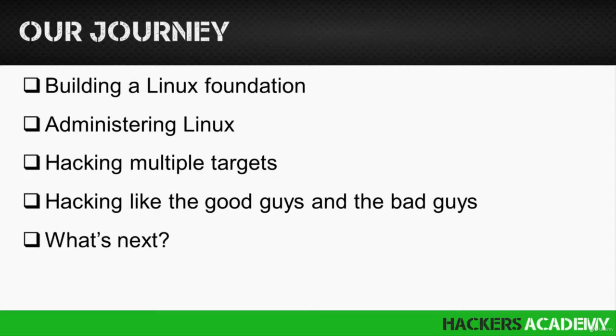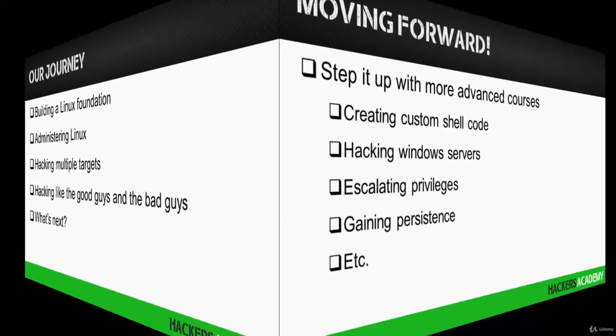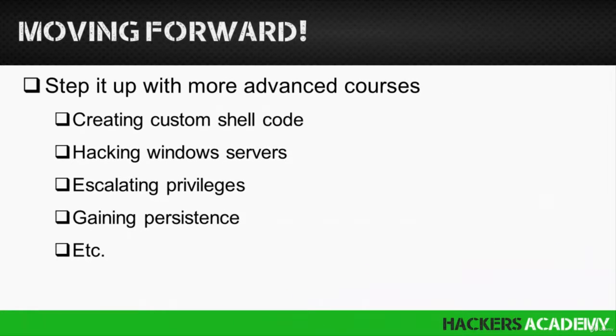So if you decided that ethical hacking and penetration testing is something that you want to take seriously, we have more courses on Hackers Academy that will steer you in the right direction. For example, we have another course that is 8 hours long, for the intermediate to advanced level. This is the course where we get into some really cool stuff, such as creating and customizing your own shellcode, hacking into Windows boxes and escalating privileges on Windows servers, hacking and escalating privilege in multiple ways on Linux, getting persistence in multiple ways on Linux and Windows servers, and so much more.